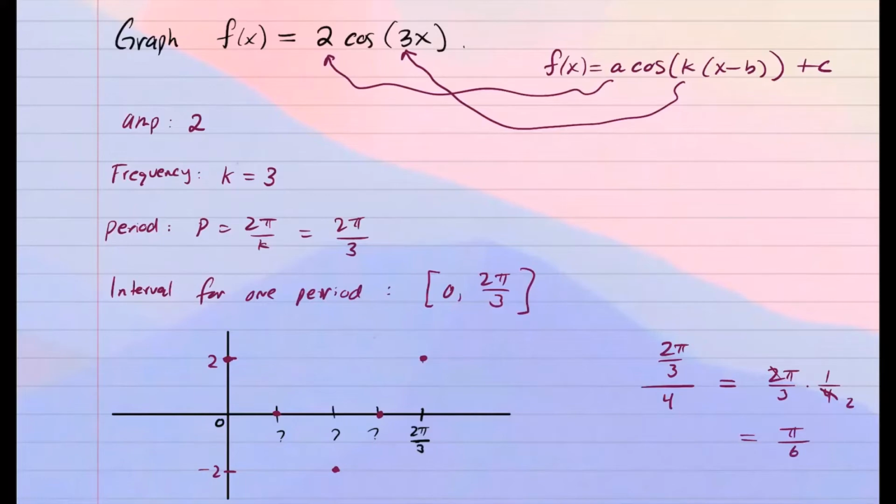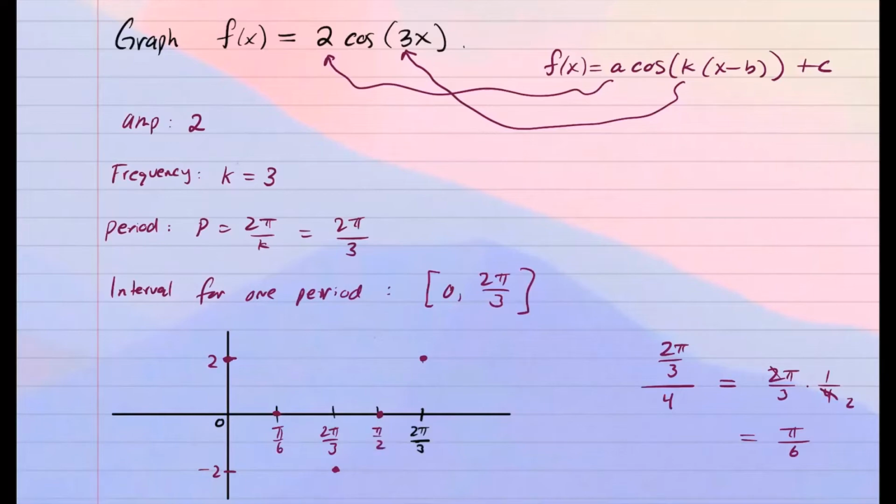So you start counting. The first point is going to be 0, and then plus pi over 6. That's right here. And then 2 pi over 6, and then 3 pi over 6, and 4 pi over 6, that simplifies to 2 pi over 3. I can also simplify 3 pi over 6. That's pi over 2. So this point right here is pi over 2. That's how you find the length of each interval.